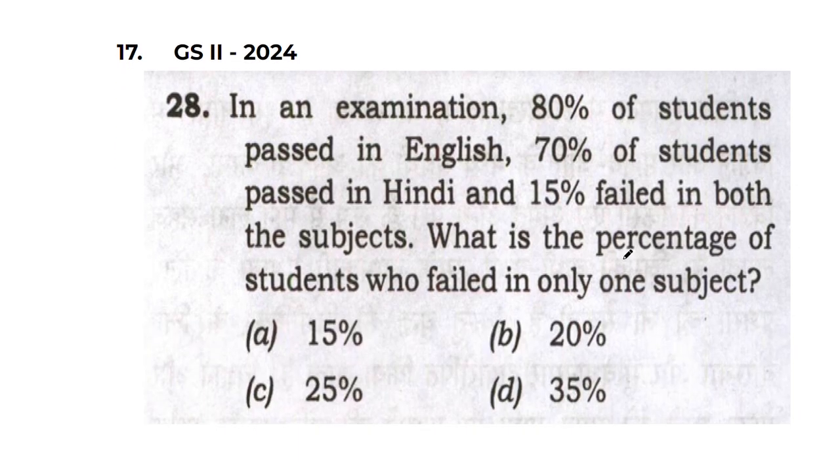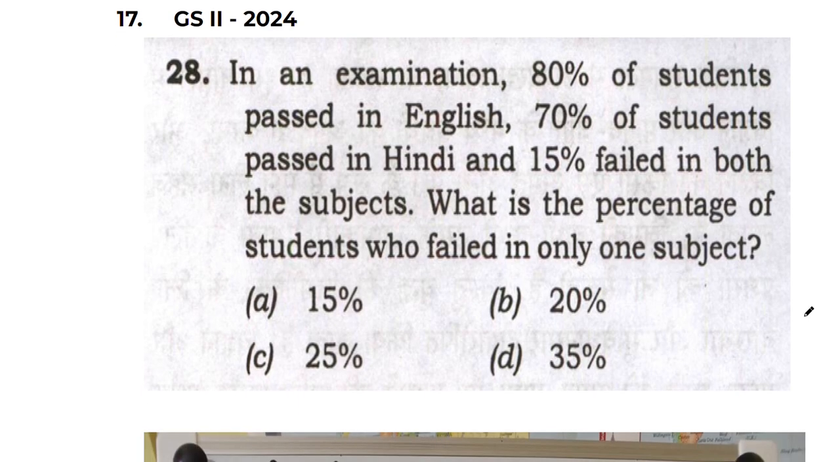17th question. In an examination, 80% of students passed in English, 70% of students passed in Hindi, and 15% failed in both the subjects, Hindi and English. What is the percentage of students who failed in only one subject? Let us think there are X number of students. The number of students is not required here. For any X, say there are 100 students, and 80 of them passed in English, 70 of them passed in Hindi.